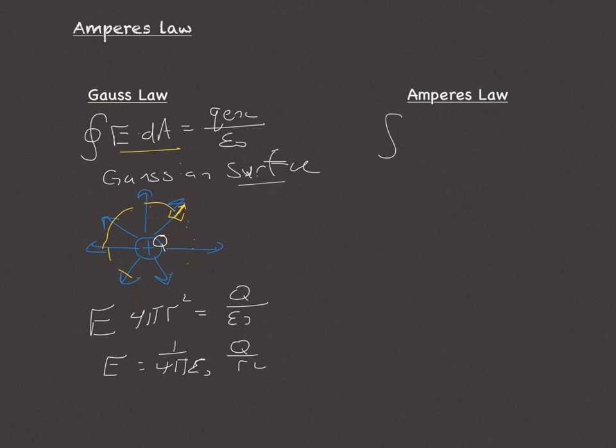Here, instead of a closed surface integral, we're going to have a closed loop integral of B dot ds. I should have put the vector signs over there. These are vectors. And it's going to be equal to mu naught times the I enclosed. All right, so it's very similar. Instead of using a Gaussian surface, we're going to use an Amperian loop.